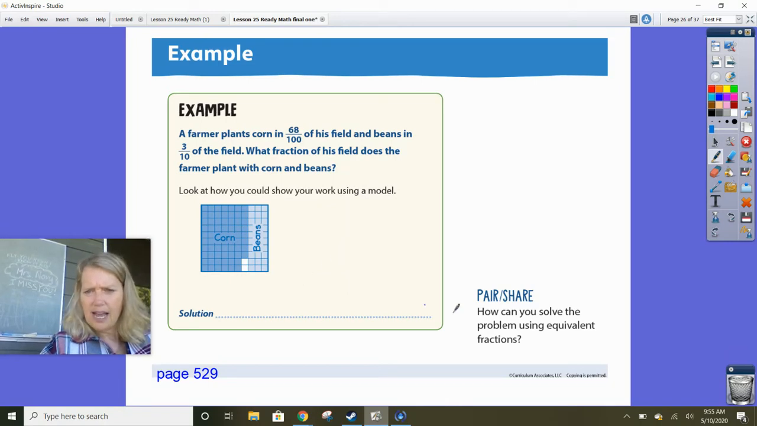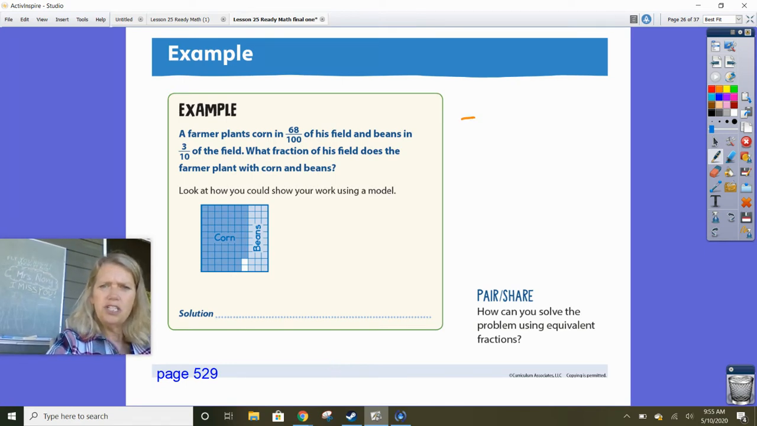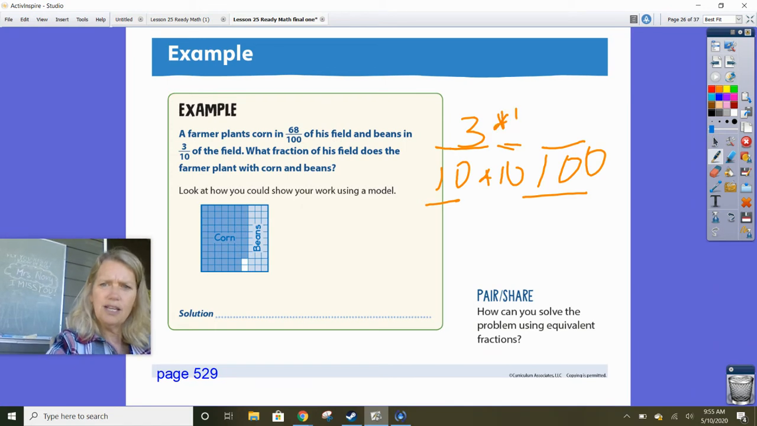All right. How can you solve the problem using equivalent fractions? Same way we've been doing it. Probably changing that 3/10 to hundredths is the easiest. So if you're changing the 10 to 100, it's a times 10. And then you have to do the same up here. So you get 1, because 10 divided by 10 is 1. 3 times 10 is 30.